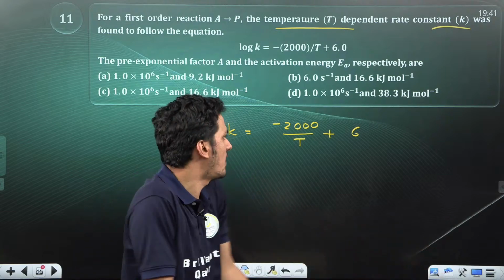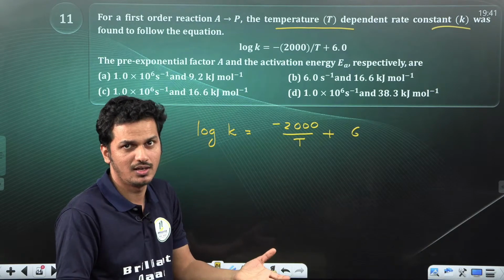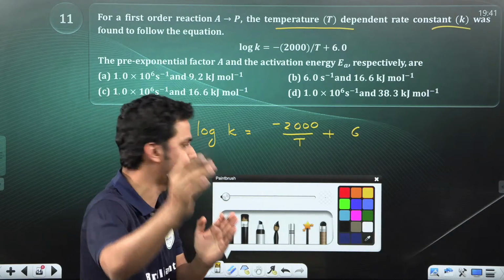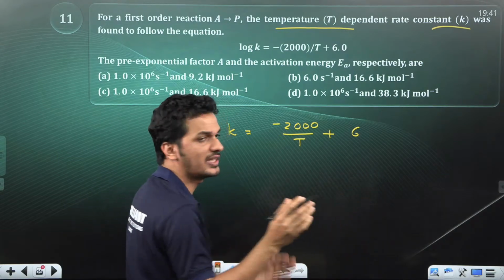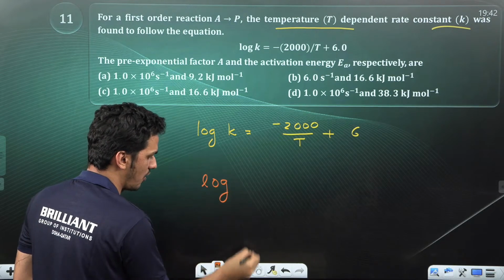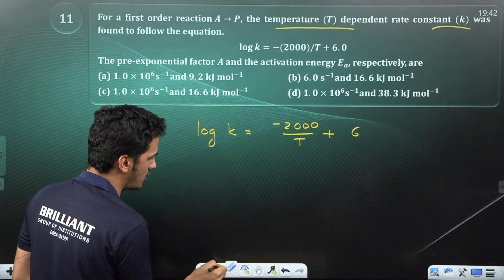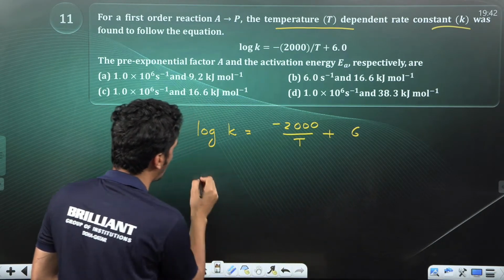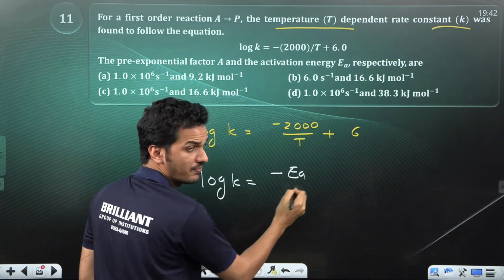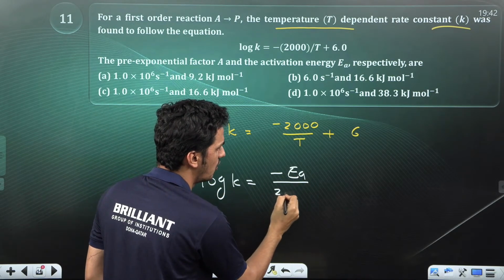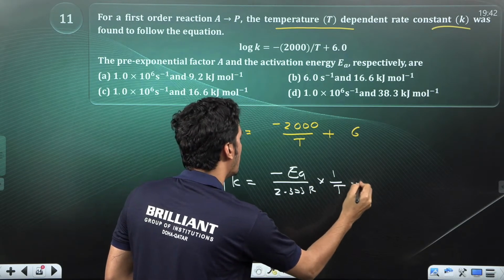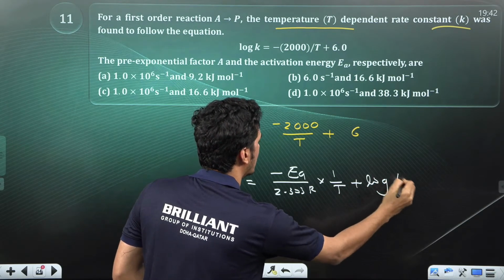So simply I just want to compare this with the Arrhenius equation. What was the Arrhenius equation? You know that K equal to A e raised to minus EA by RT. Once we solve that, we will get the equation like this. You remember, log K equal to minus EA by 2.303 R into 1 by T plus log A. This is the equation.